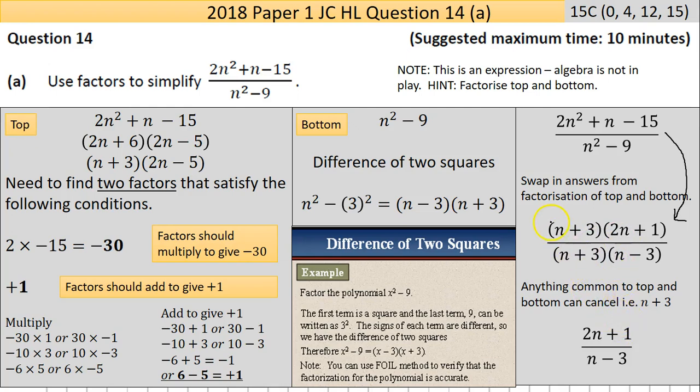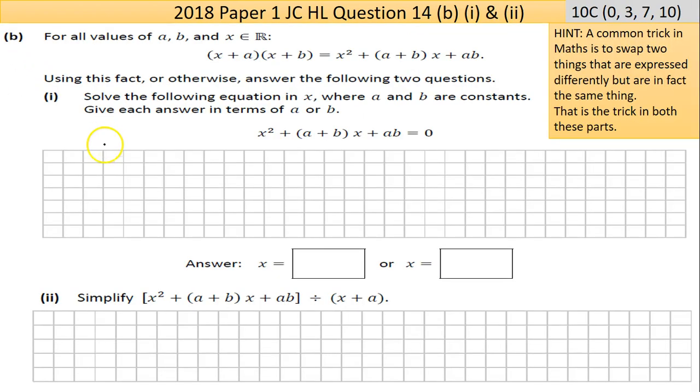If you see what's going to happen, something that's common top and bottom is going to cancel. So the n plus 3 here is going to cancel the n plus 3 here. And you're left with what you're left with, which is the 2n plus 1 divided by n minus 3, which I've reflected there. That's it, simplified. So that's part A.